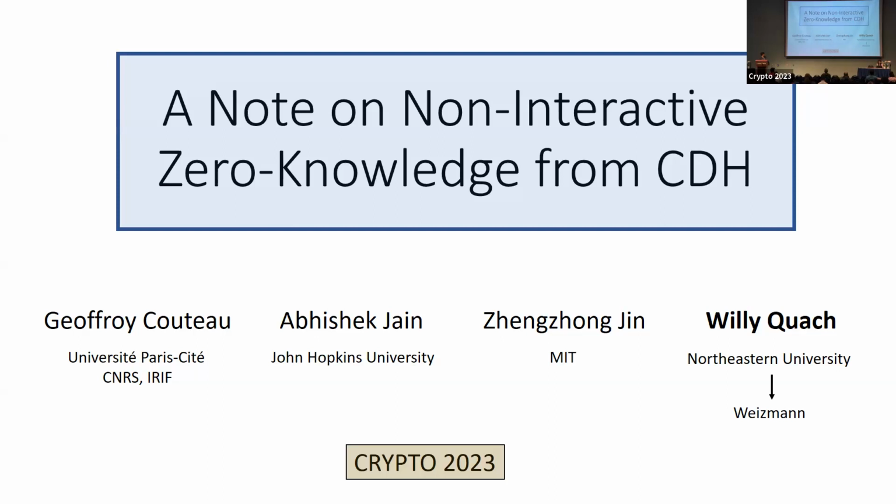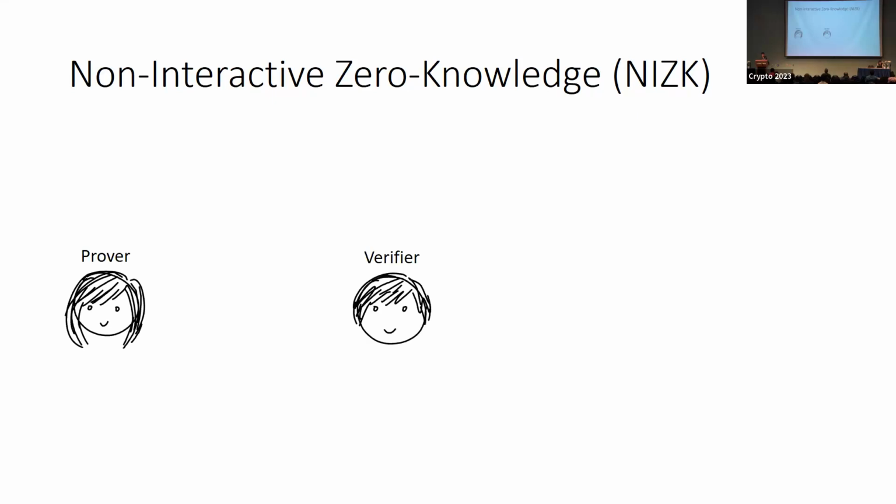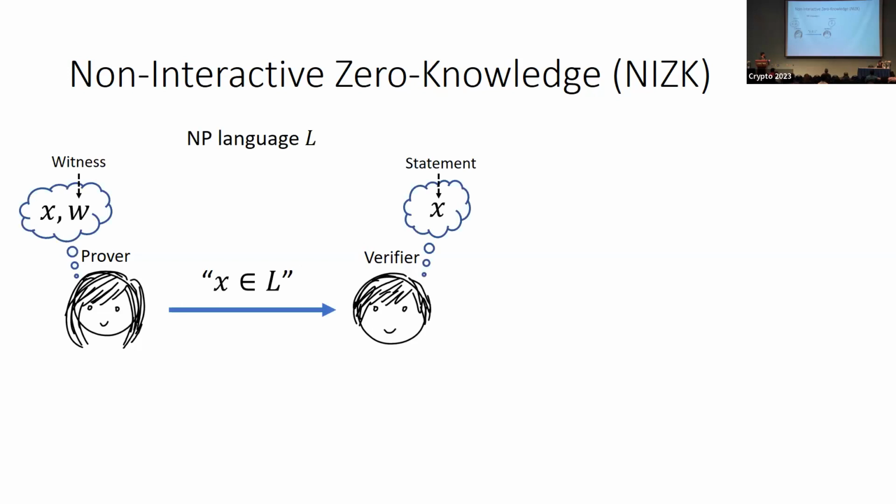I'm going to talk about non-interactive zero knowledge from the computational Diffie-Hellman assumption, work with Geoffroy Couteau, Abhishek Jain, and Zhengzhong Jin. This talk will be about non-interactive zero knowledge, a primitive that involves two parties, a prover and a verifier. The general goal is that the prover wants to convince the verifier that some statement x that they share is in some NP language that is decided in advance. To do that, the prover generates, given some witness w, a proof, and the verifier decides to accept or reject the proof.